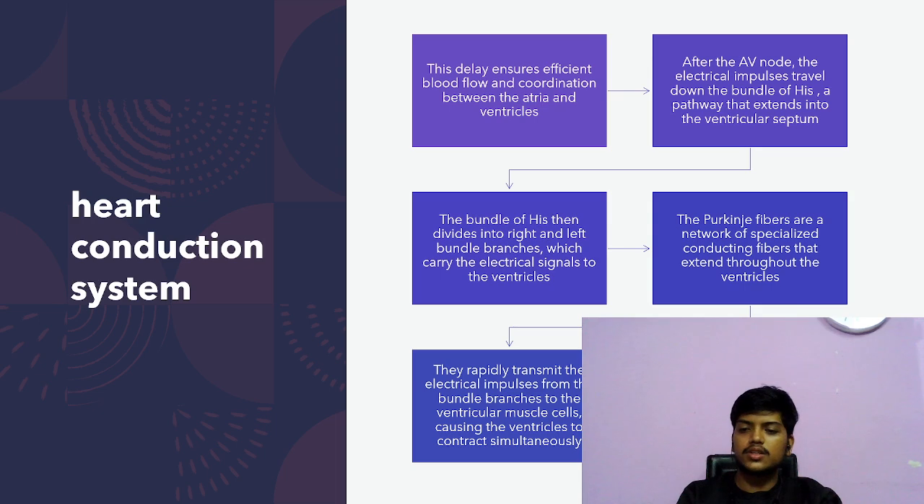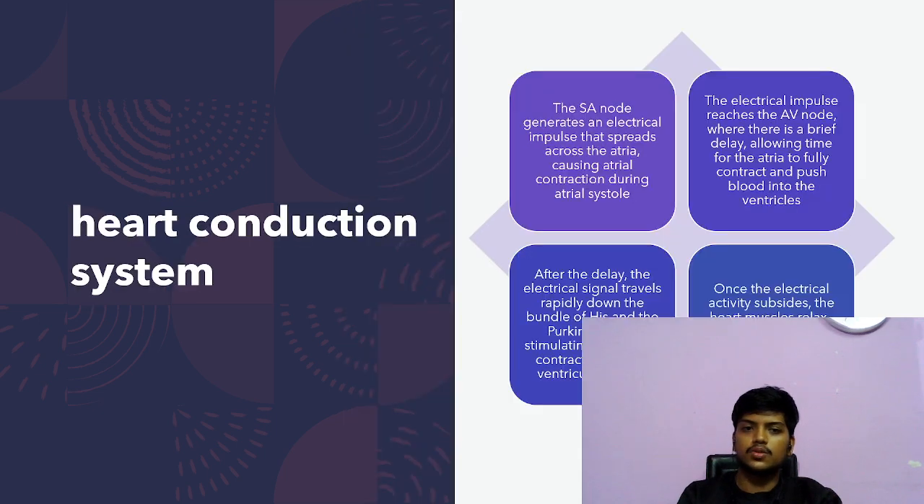of the cardiac cycle, which consists of two phases, diastole as well as systole. In the heart conduction system, the SA node generates the electrical impulse that spreads across the atria, causing atrial contraction during the atrial systole.